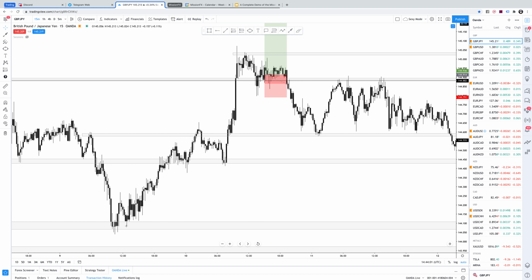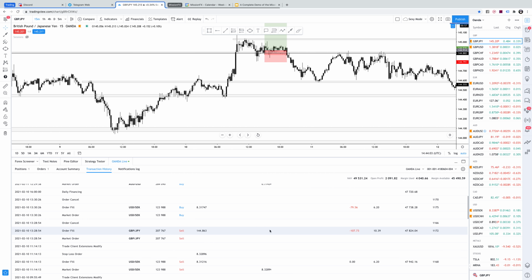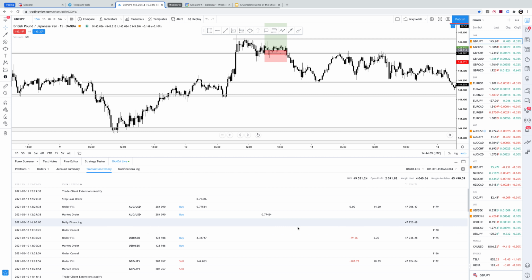So that was that partial loss right there on GJ. You see, it wasn't a stop out. It was just a partial loss. It's like $100, no big deal. So super microscopic loss. So yeah, that was GJ.